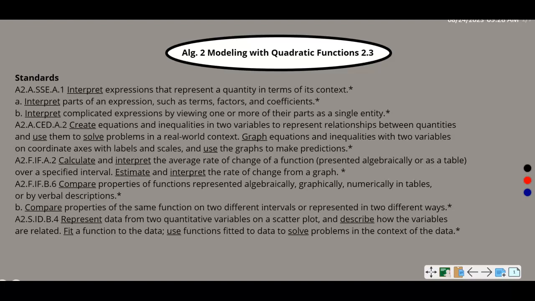Today we're going to be modeling with quadratic functions. Here are the state standards for you to look through. You can see a lot of these terms show up multiple times. You're going to have to be able to interpret, create, solve, compare, represent. All of those are important terms to know about quadratic functions today.